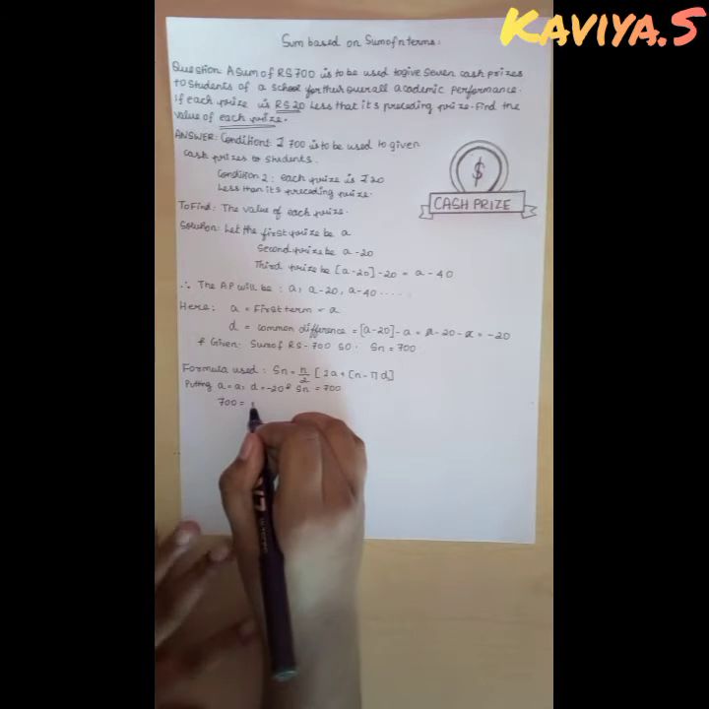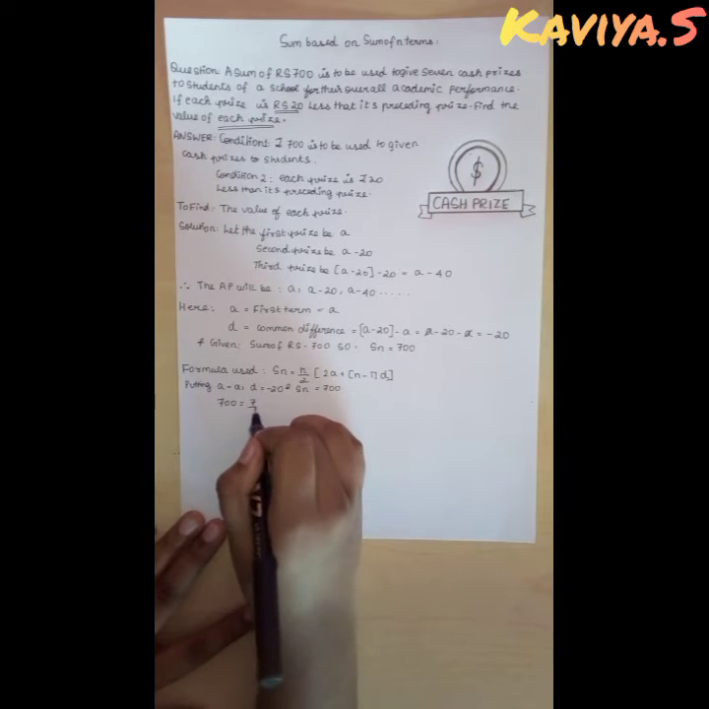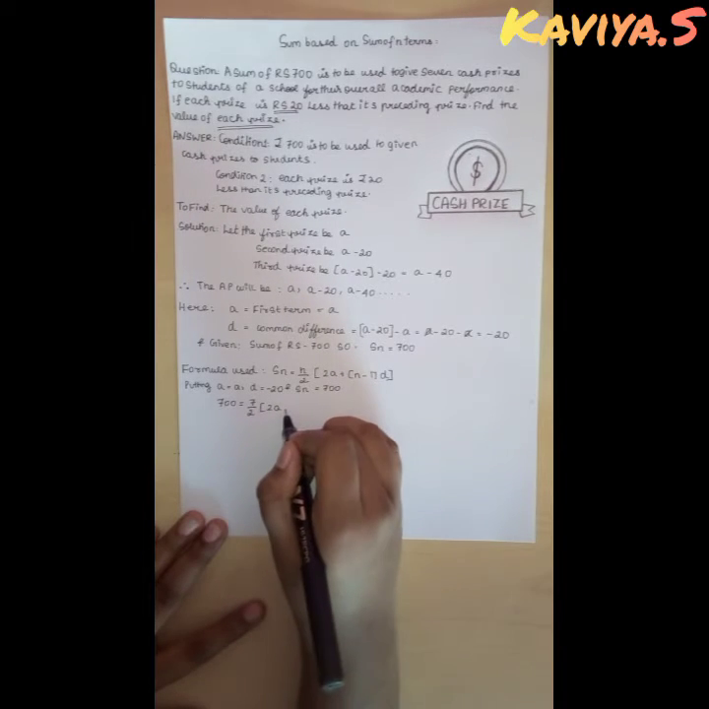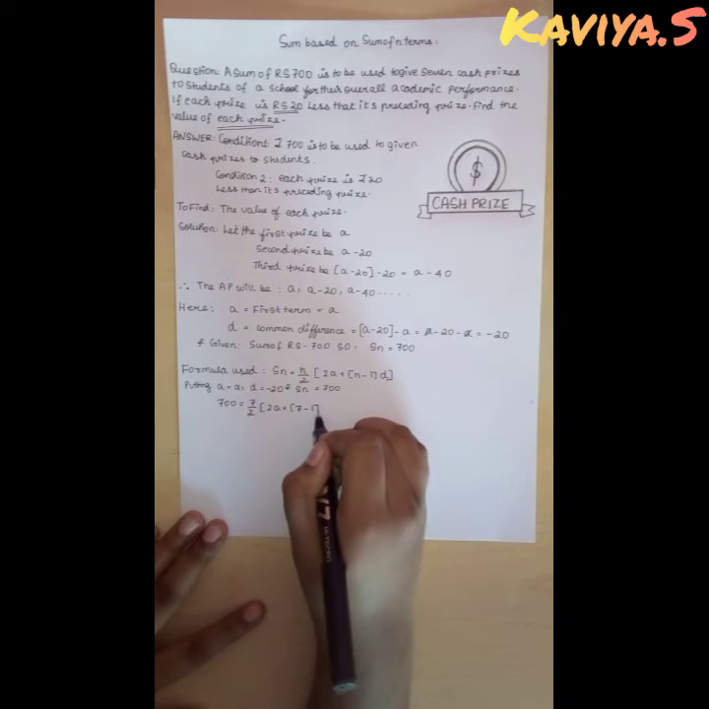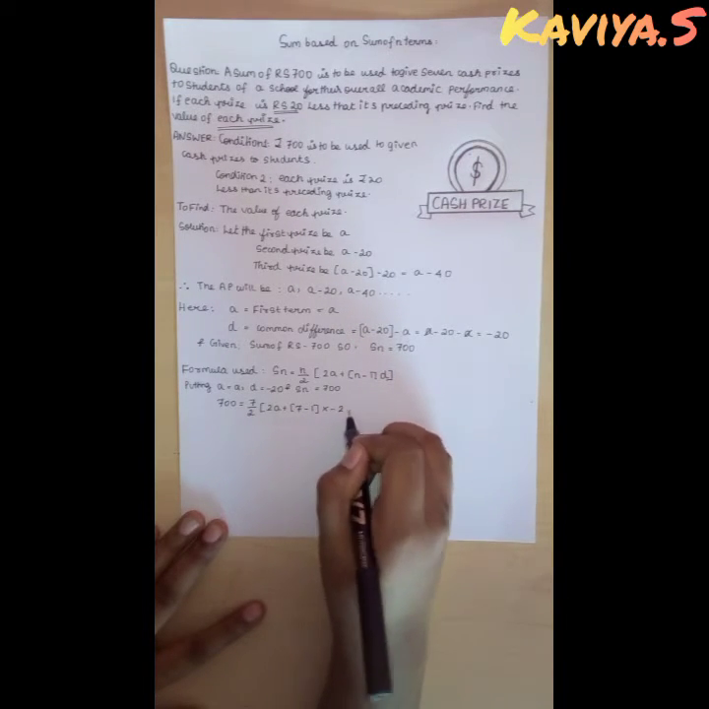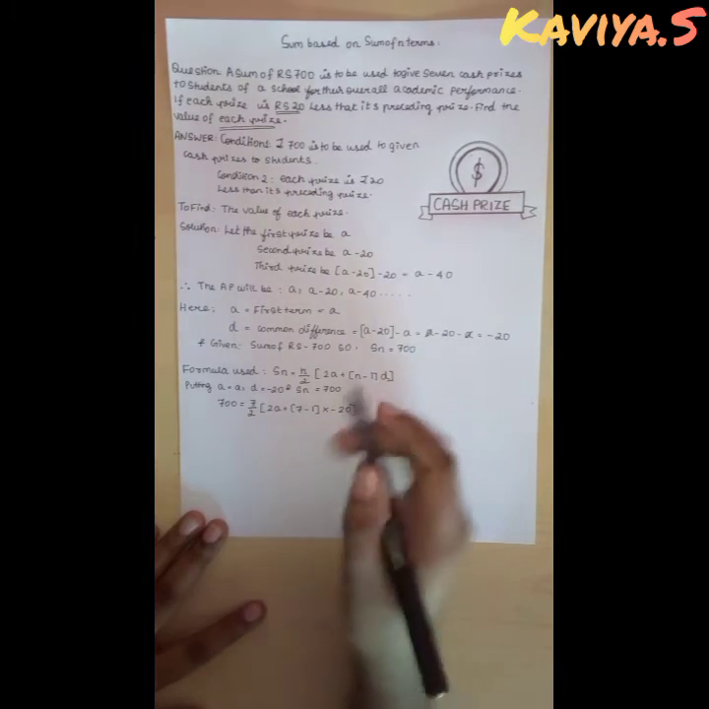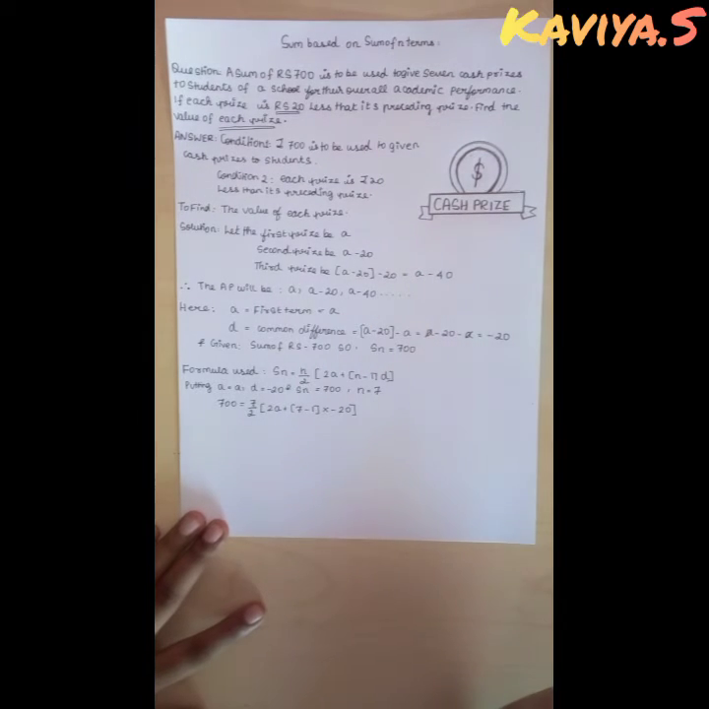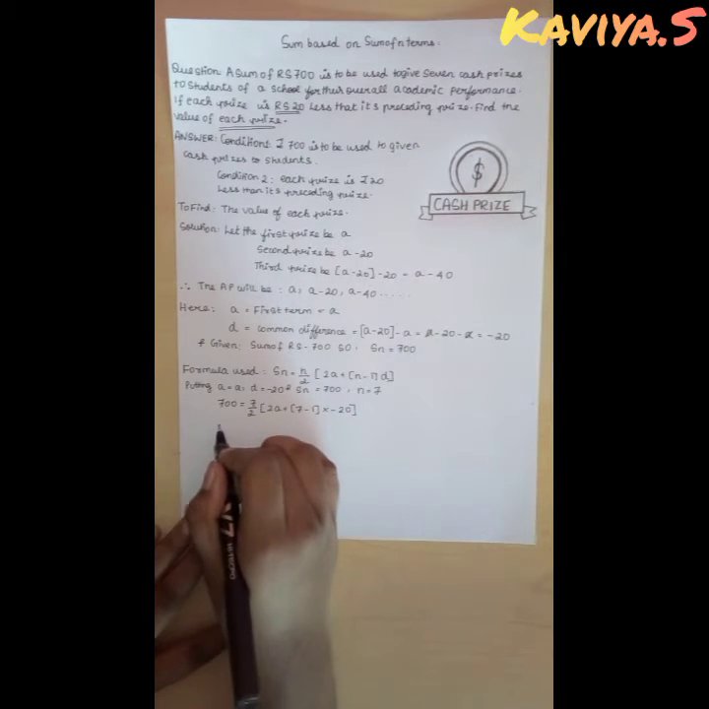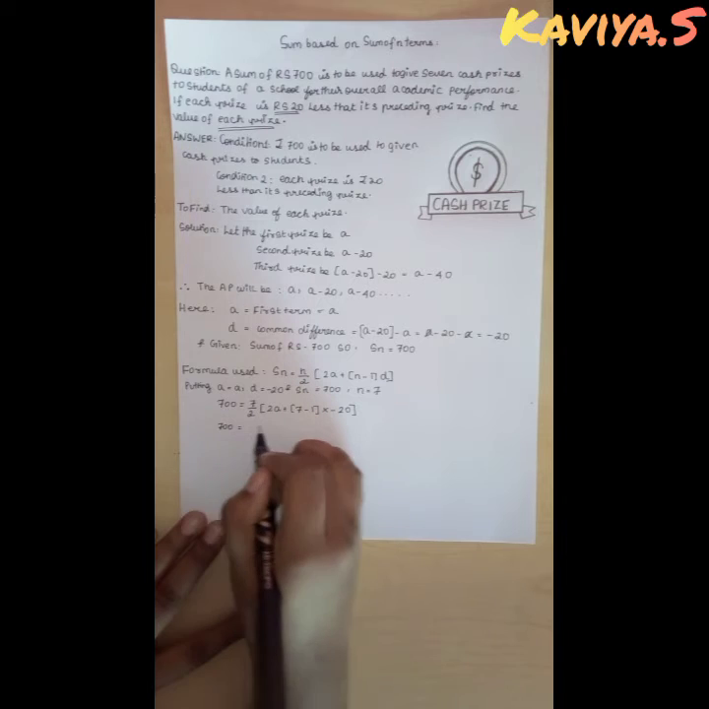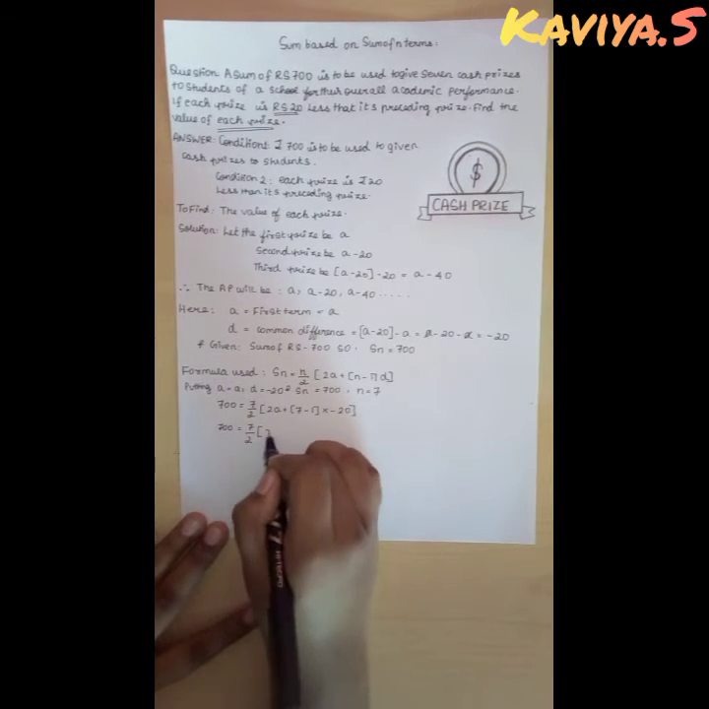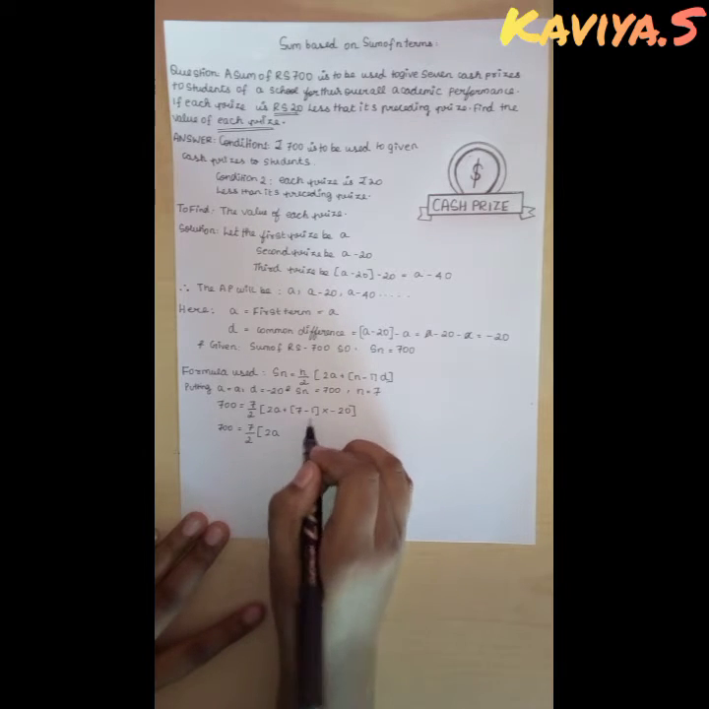So Sn is equal to 700. So 700 is equal to n by 2 into 2a plus n minus 1 into d. Here n is the number of terms, and the number of terms we are going to find is 7. So n minus 1 is 7 minus 1, and the d value is minus 20. So 700 is equal to 7 by 2 into 2a plus 7 minus 1 into minus 20.